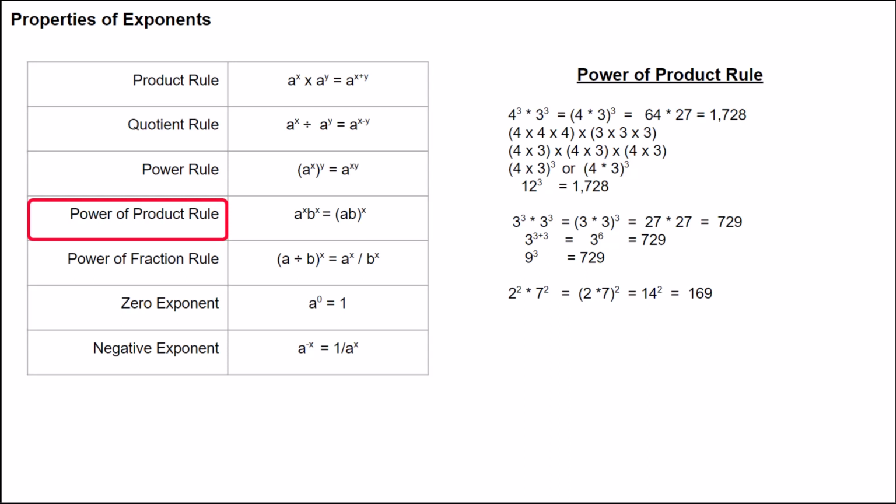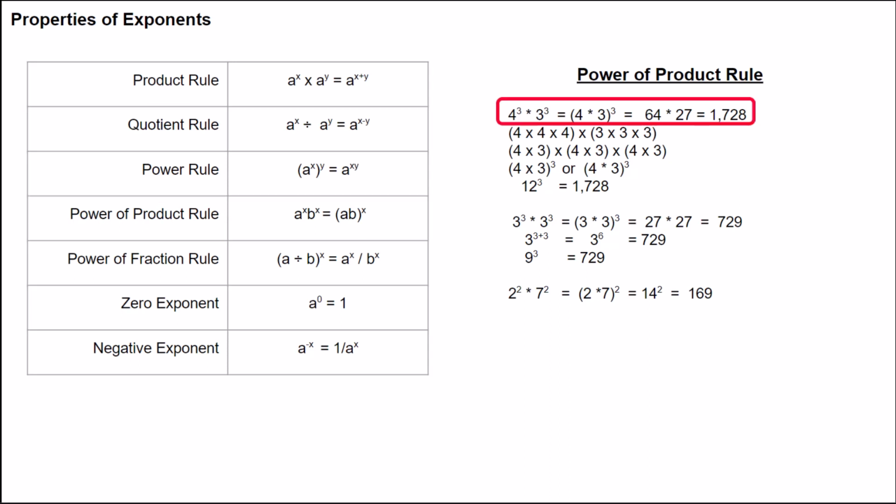The power of product rule tells us that if a is raised to the power of x and b is raised to the power of x, then that's the same thing as a times b, all raised to the power of x. And we can see why that's the case here. If you have 4 to the third times 3 to the third, then the power of product rule tells us that should be equal to 4 times 3 and that entire thing raised to the third.